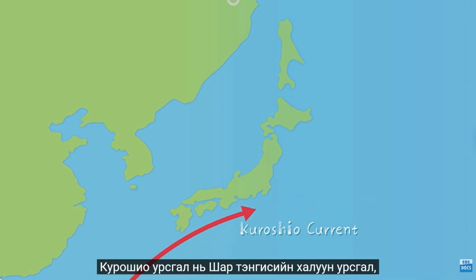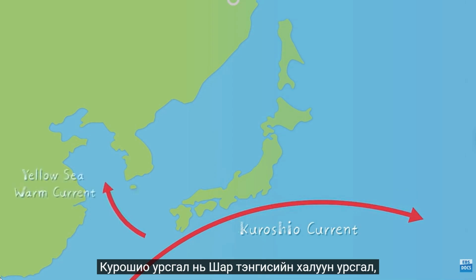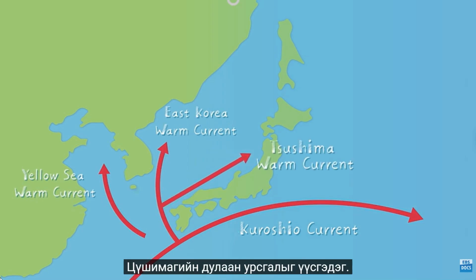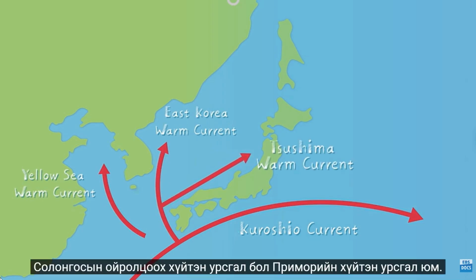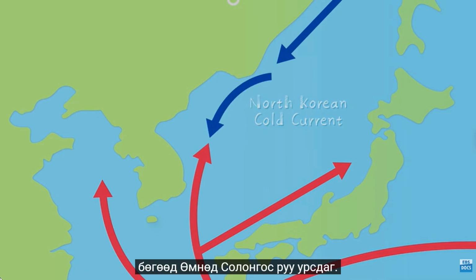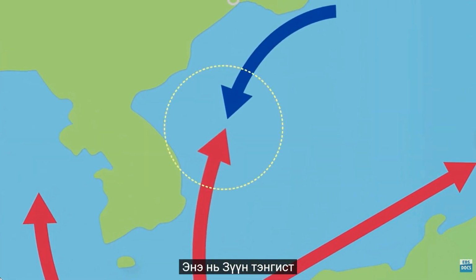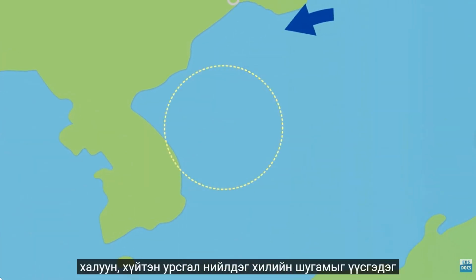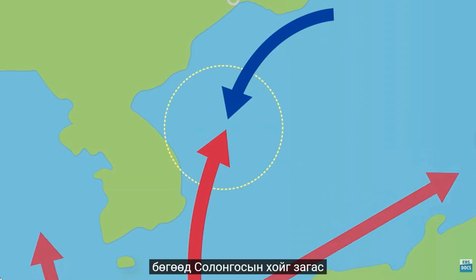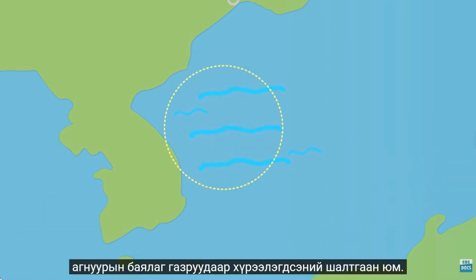The Kuroshio Current results in the Yellow Sea Warm Current, the East Korea Warm Current, and the Tsushima Warm Current. The cold current near Korea is the Primorye Cold Current. The North Korean Cold Current is part of the Primorye Cold Current and flows southward toward Korea. This creates a boundary line in the East Sea where warm and cold currents meet. And this is the reason why the Korean peninsula is surrounded by such rich fishing grounds.